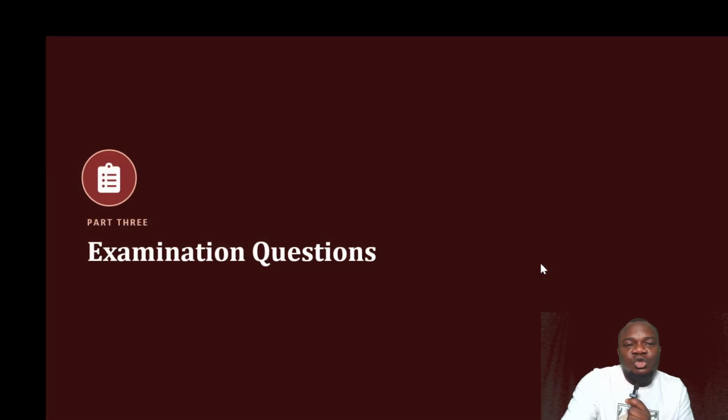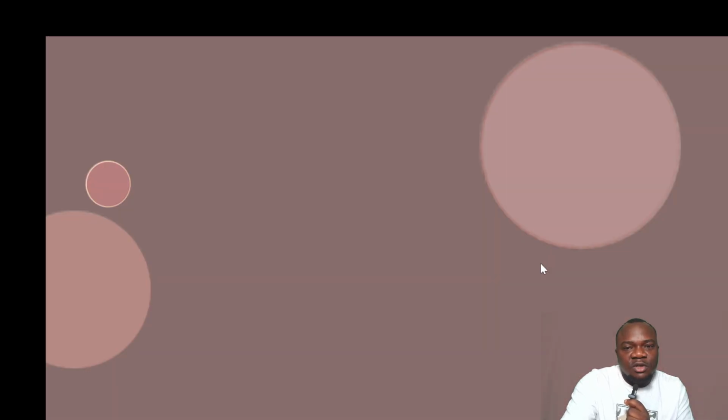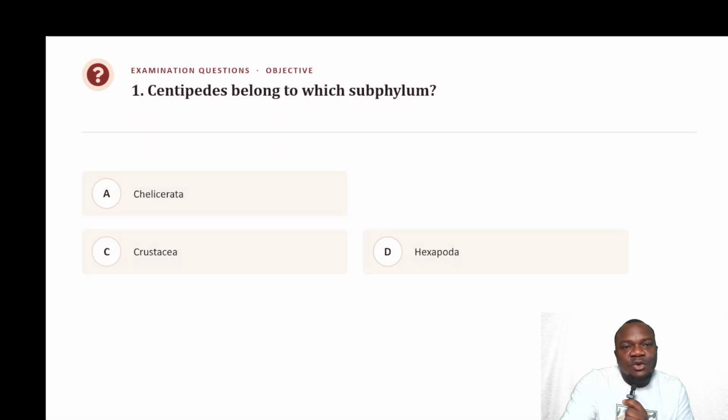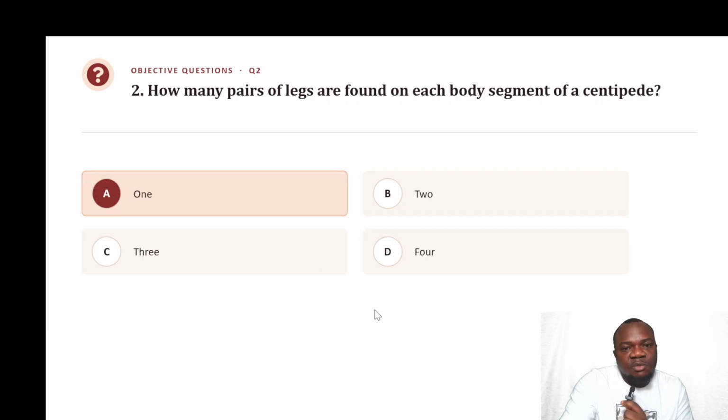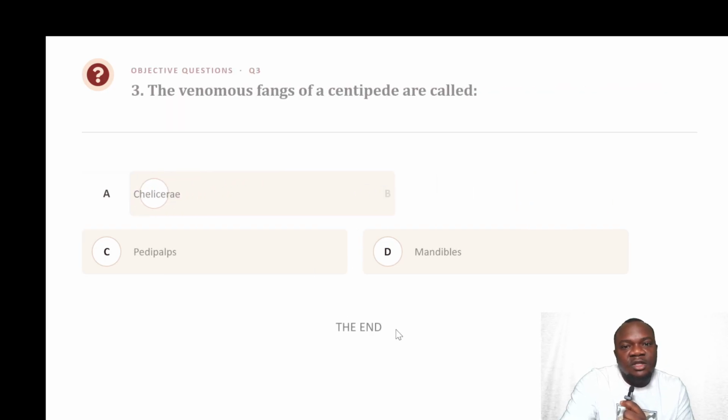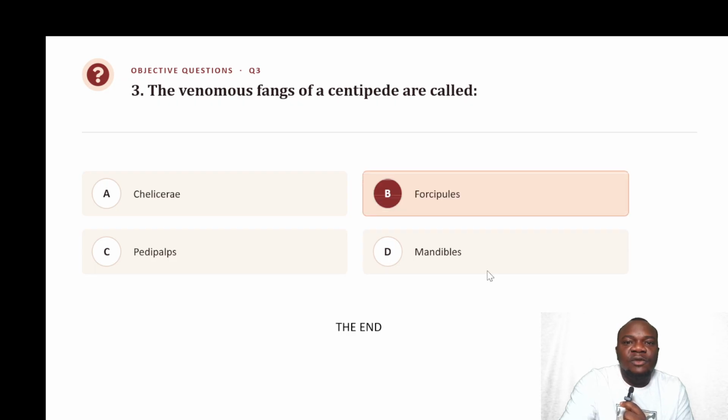Okay, so let's go through some exam questions here. Centipede belongs to which subphylum? As you can see, Myriapoda. Okay. How many pairs of legs are found in each body segment? Don't forget, you have just one pair of legs per segment. All right. Then the venomous fangs of centipede are called forcipules. Okay, so that's the basic information that you need to know about the centipede.